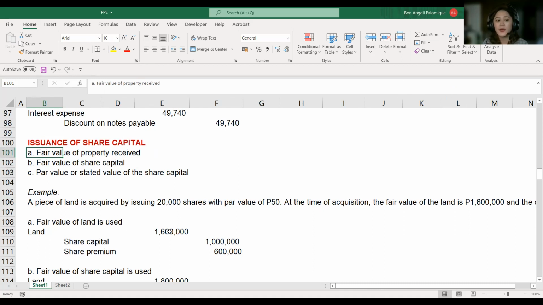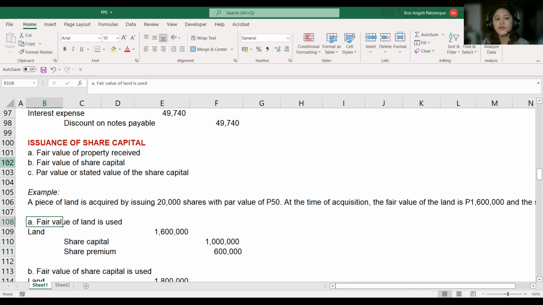So, debit land 1,600,000, credit to share capital of 1 million. 1 million is based on the par amount. Sabi kasi dito, par value of 50, di ba? So, 20,000 shares times 50. Then, the rest will be share premium. Kapag ganon, hindi mo kailangan basahin magkano yung market price. Kailangan mo tignan, magkano na ba yung difference ito? Magiging balancing figure siya.